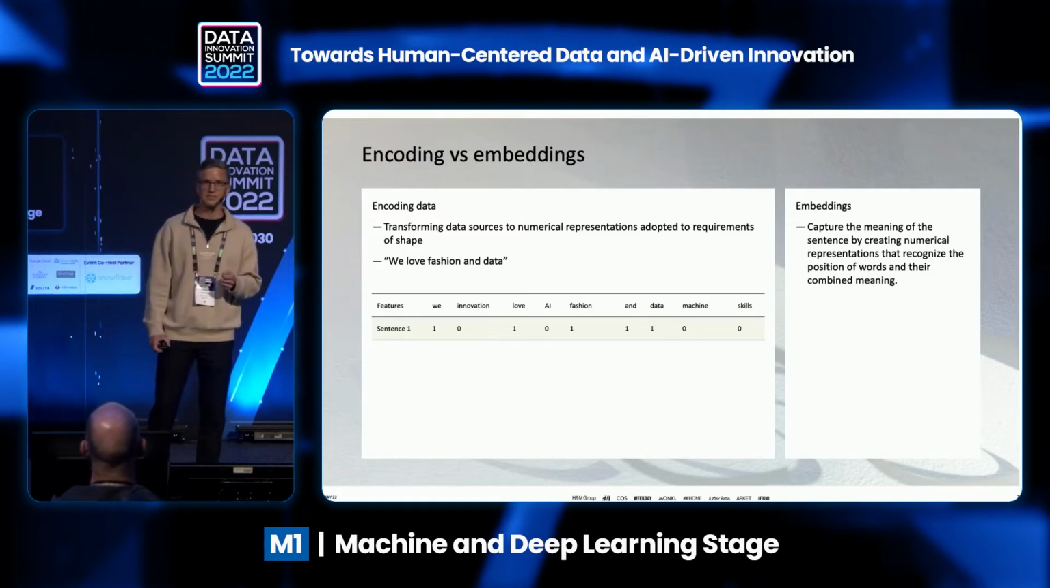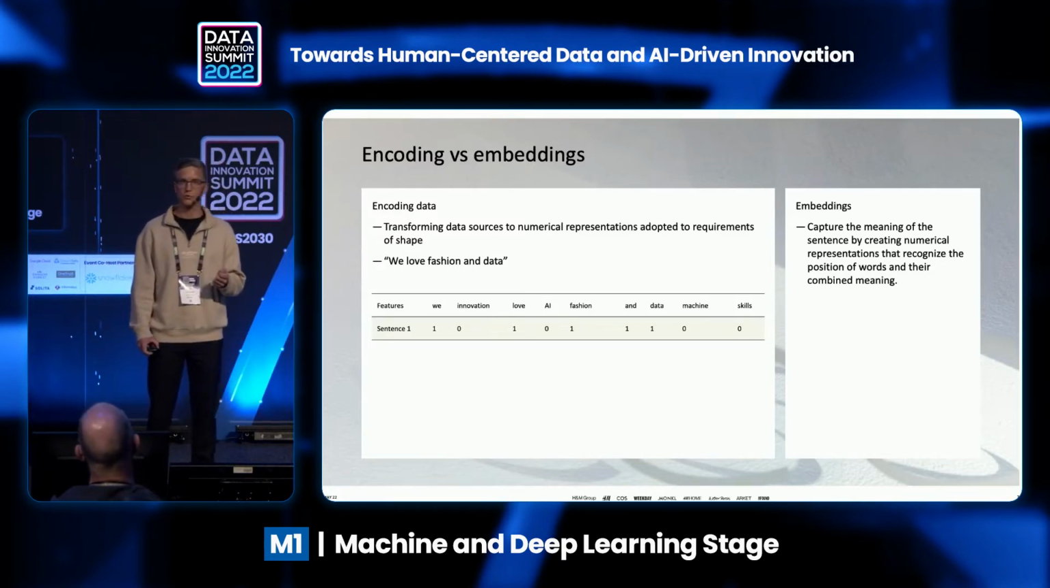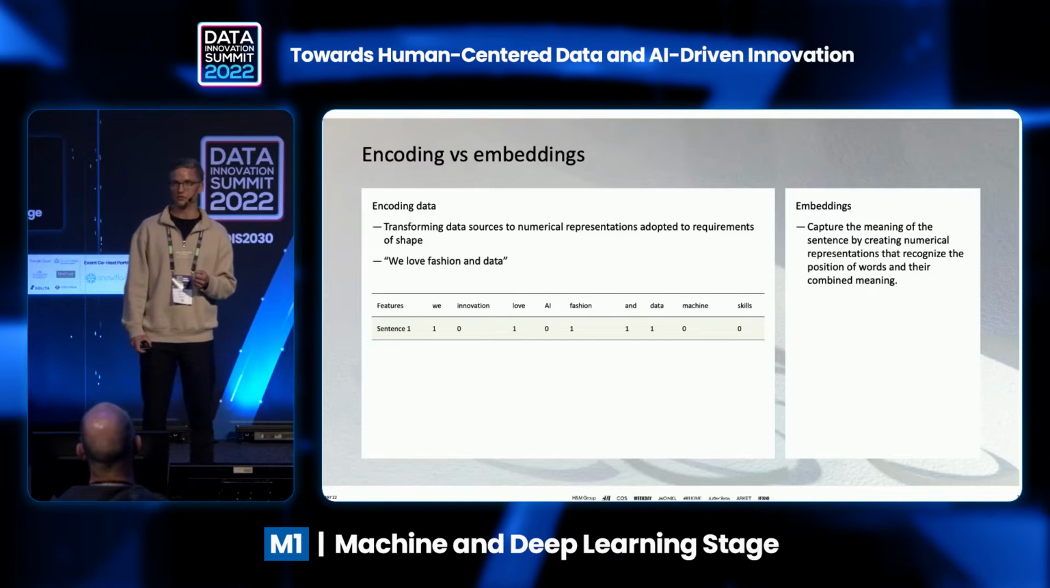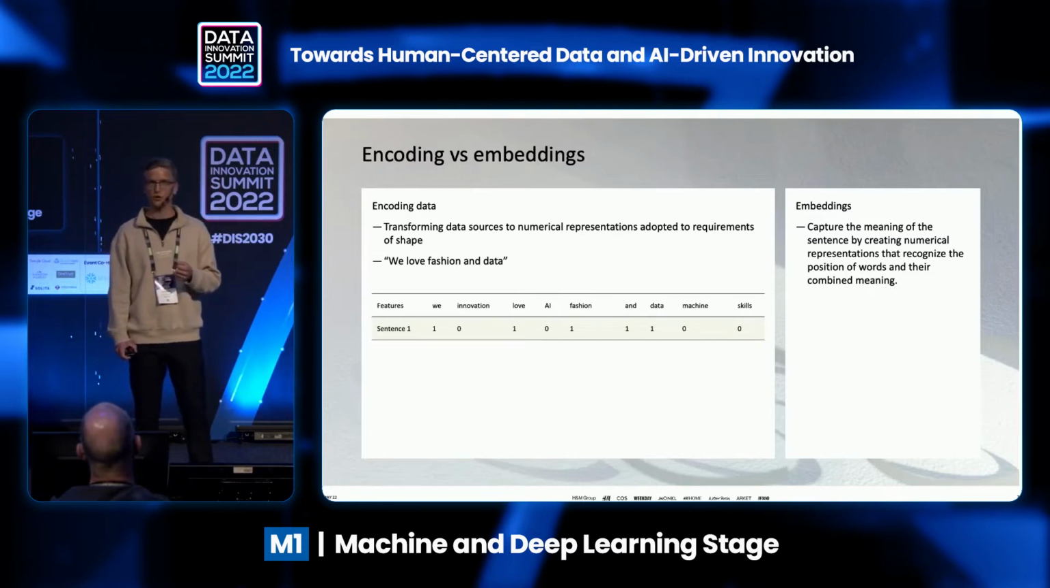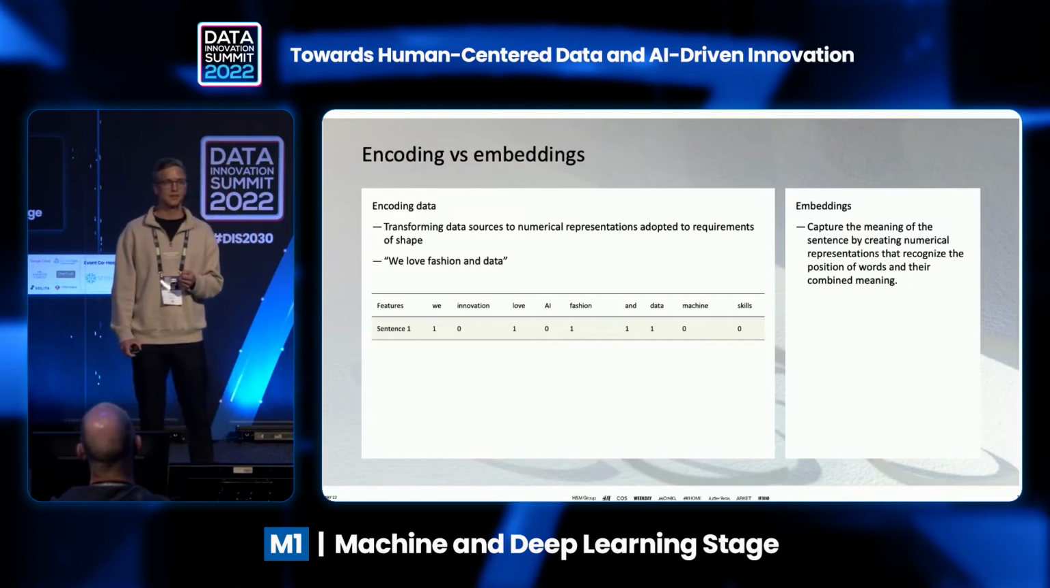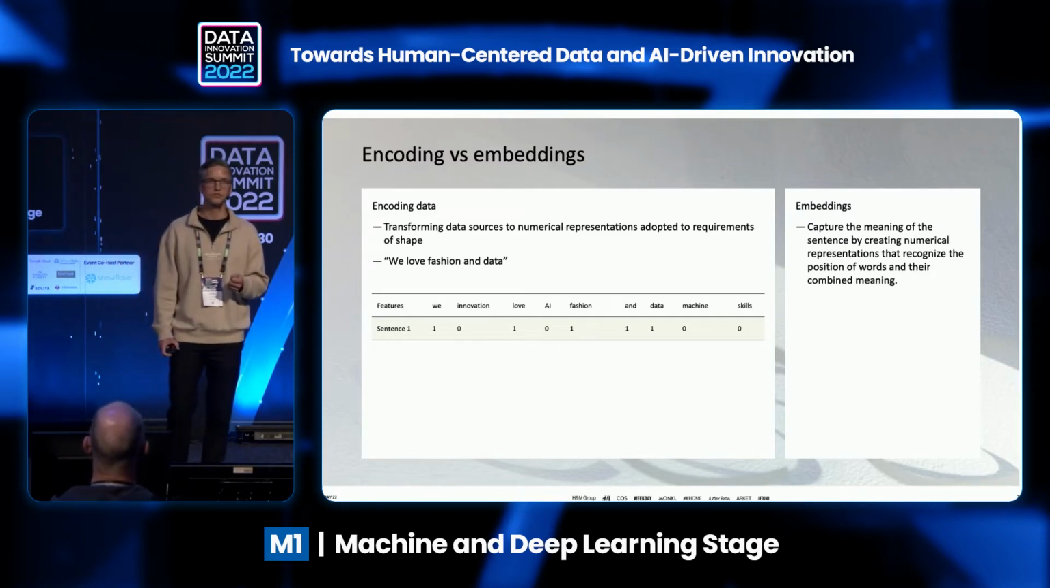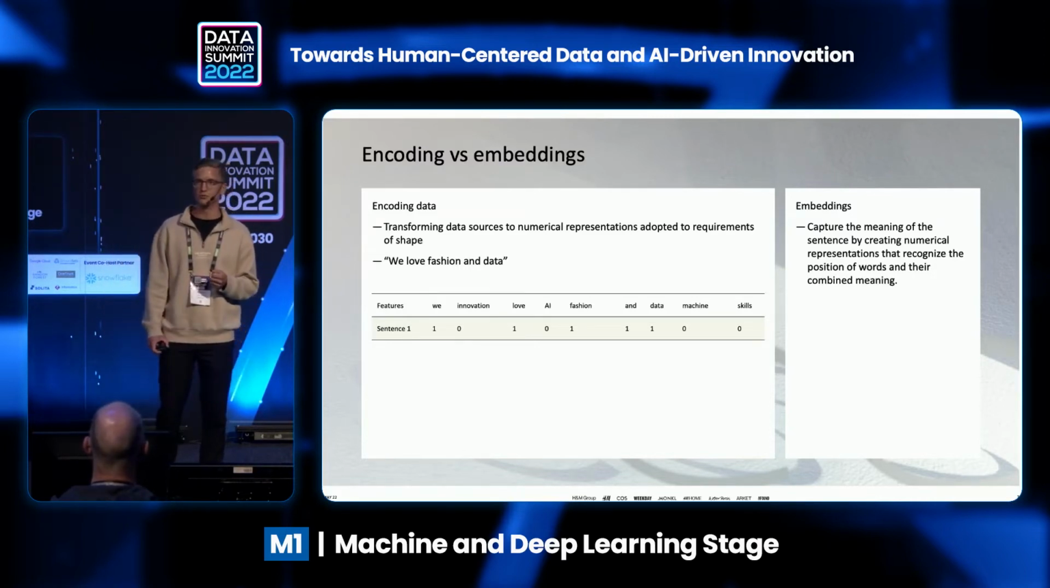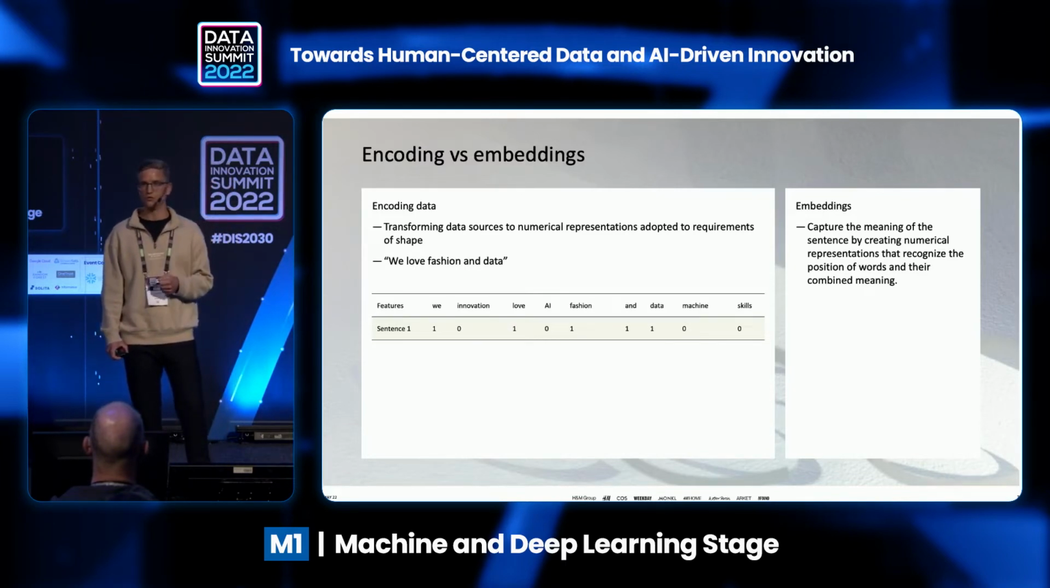And the problem with this is that the more words you are working with, the more sparse this vector is going to get, and the correlation between the words is not considered. So if you want to understand this meaning on a deeper level, you can use embeddings. Embeddings in this case will take into consideration the position of different words and the correlation between them. Are they used after one another, and how are they used combined?